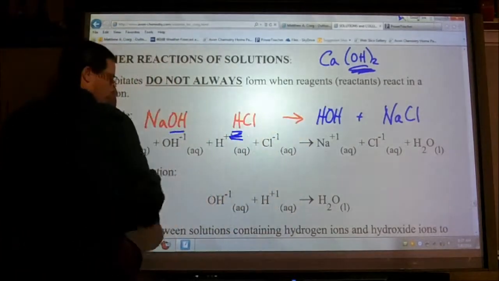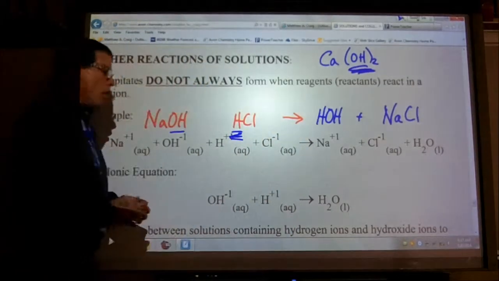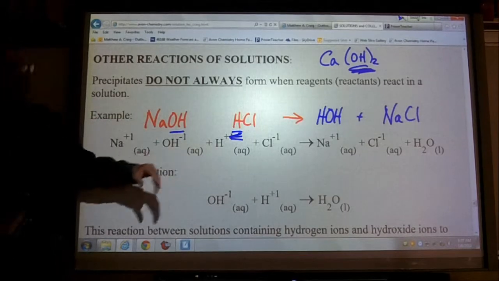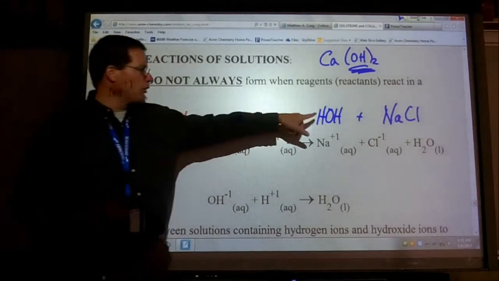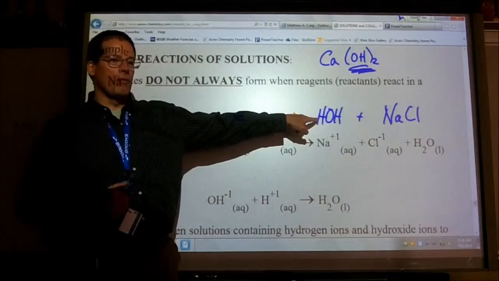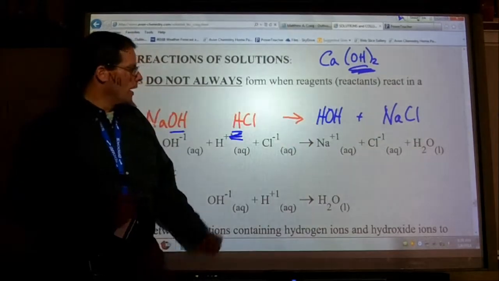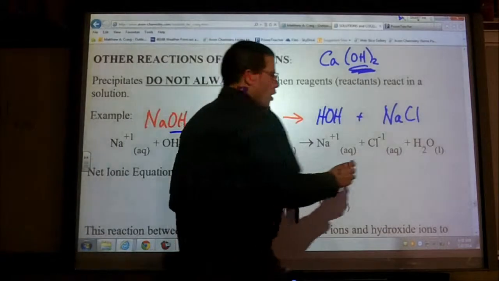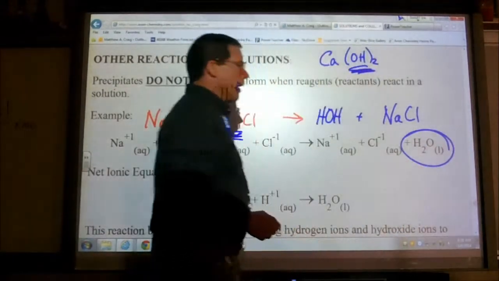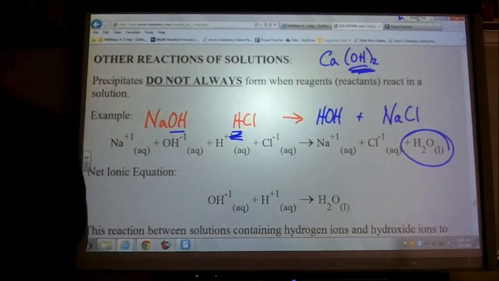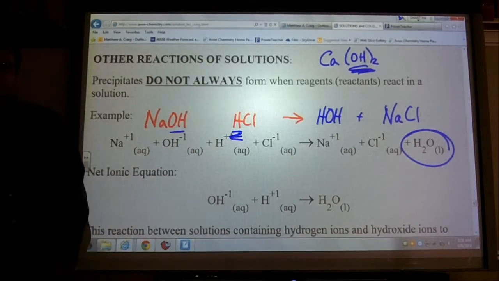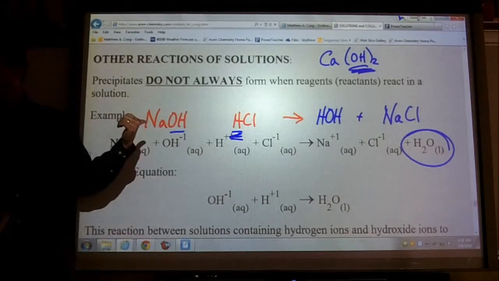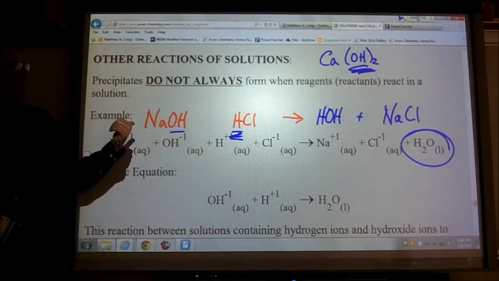So here's what's happening. Even though we're not forming a PPT, we're taking things that are wicked by themselves and making something that we all enjoy. At least we should all enjoy. And this is a neutralization. Notice that I'm forming not an aqueous solution, but a pure liquid. So since I'm forming a pure liquid by combining the hydrogen and hydroxide, and I hate to tell you, this is the only scenario that this is going to happen for you guys.